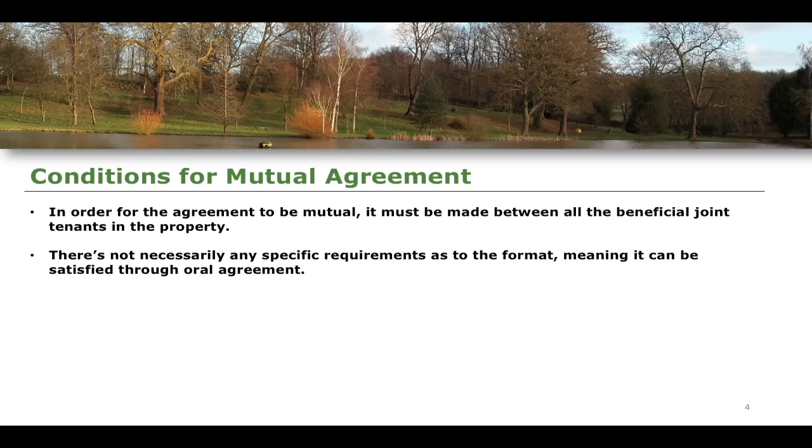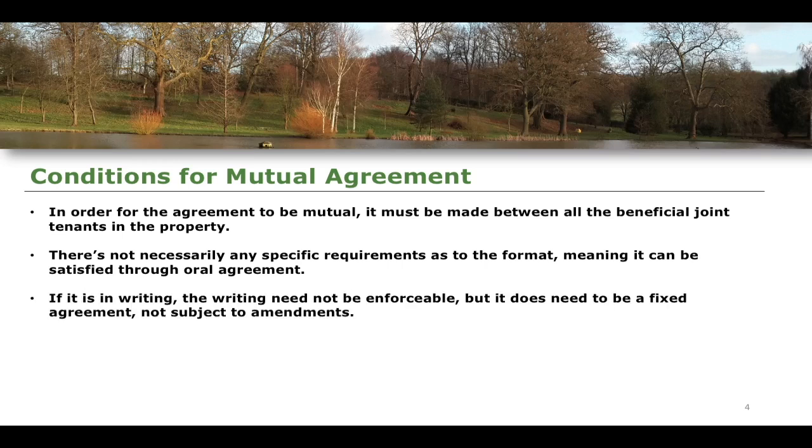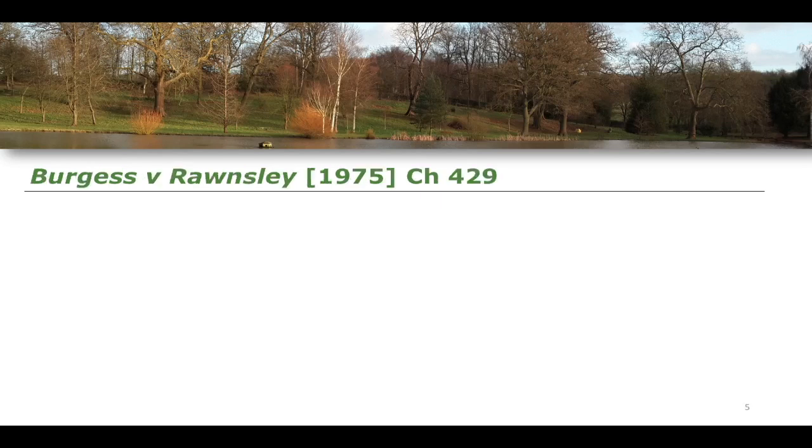It could also be satisfied through some kind of written agreement, some kind of written notice that has been established. Either way would suffice, because essentially, it is representative of the wills and the wishes of every single joint tenant to the property. If this is in writing, then the writing need not be enforceable, but it does need to be a fixed agreement, not subject to any kind of amendments. This is one of the main requirements for the mutual element of the mutual agreement.